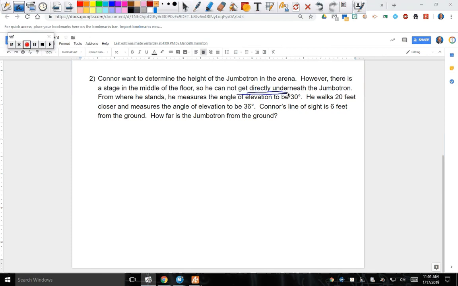From where he stands, he measures the angle of elevation to be 30 degrees. So this angle of elevation is 30 degrees. Are y'all with me? And this right here is the top of the Jumbotron. So think of there's the Jumbotron. There's your screen, there's your other screens.